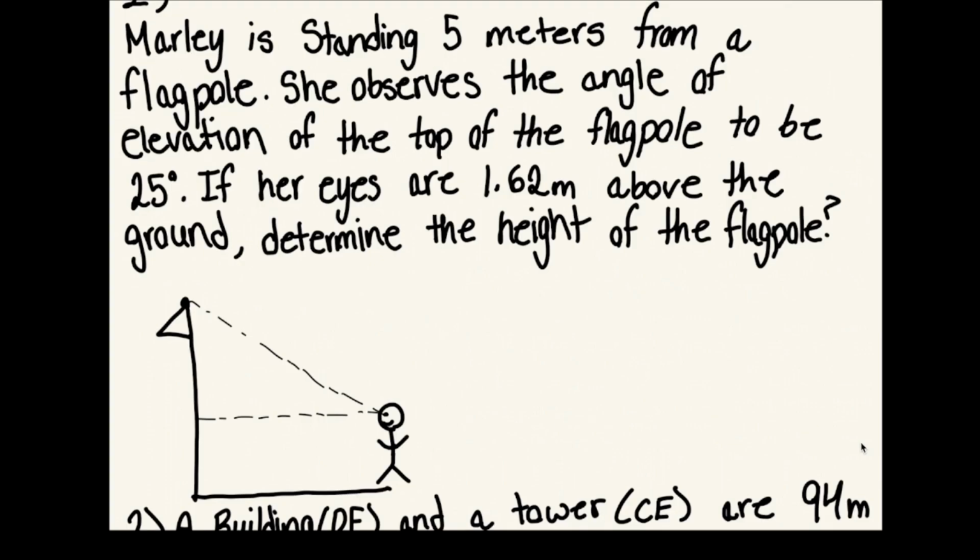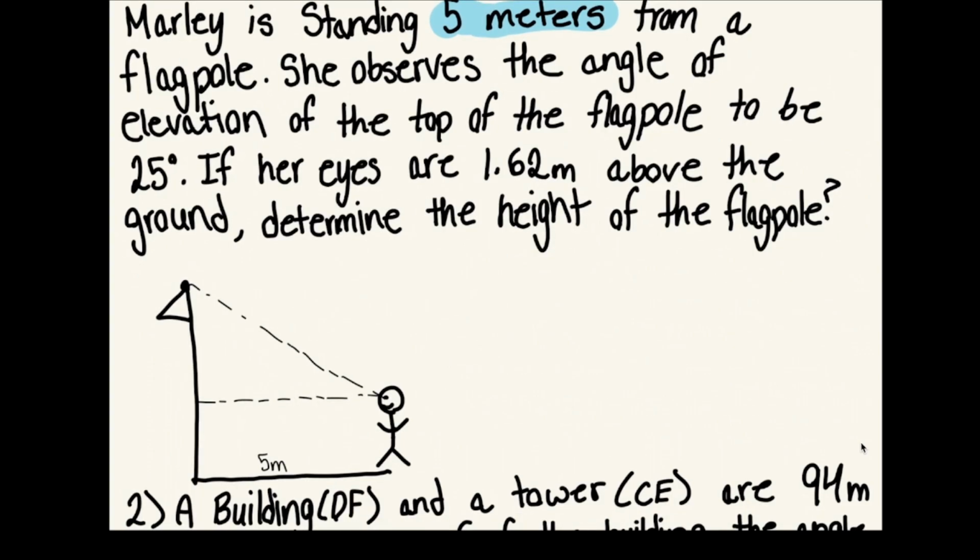So Marley is standing 5 meters from the flagpole. This value is very important. That means she is standing away from the flagpole. We have the diagram here, we just have to label it, right? She's standing 5 meters away from the flagpole because, as we can see here, it spans from the flagpole to her, like that. And so we know that bit of information. Now let's see what else we are given.